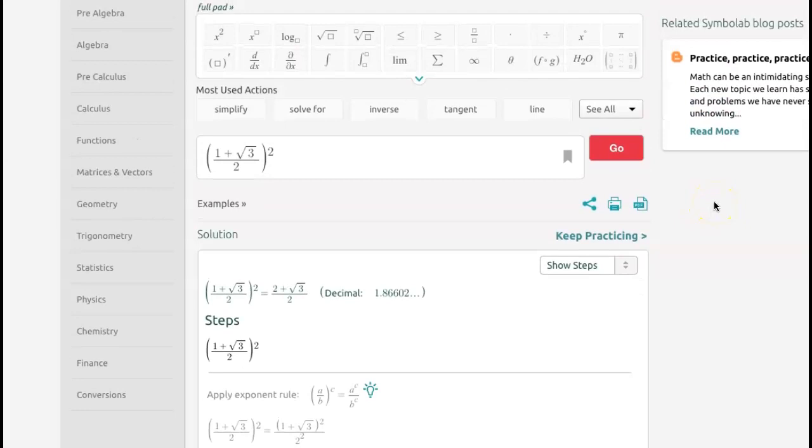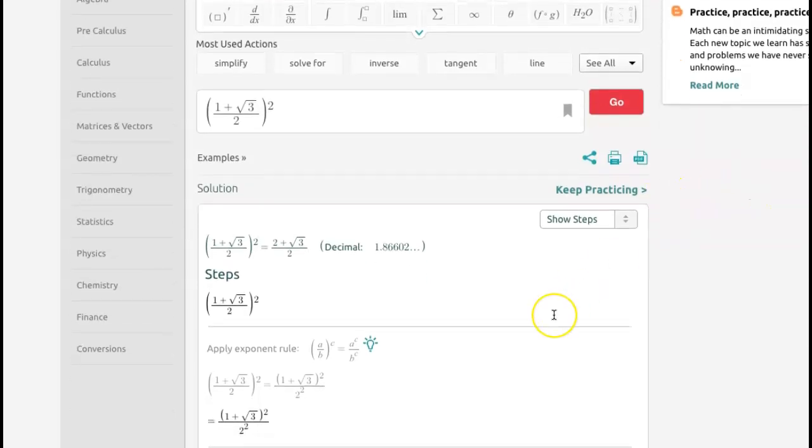Symbolab.com is really helpful, but it's helpful when it's used the way that I'm describing it, as something to use to check your work. Maybe you get an answer, if you're careful about writing out your steps. You check it, and you can follow your steps with these steps, and you can see where you made a mistake, and so that can be helpful.